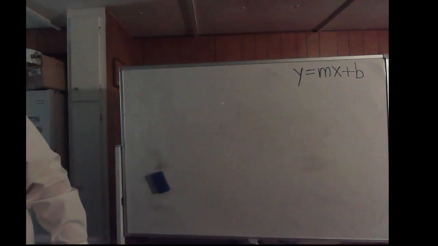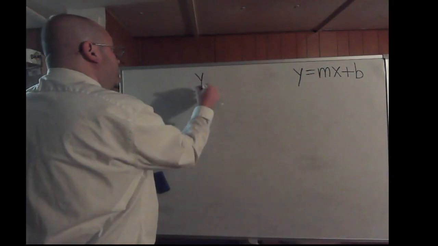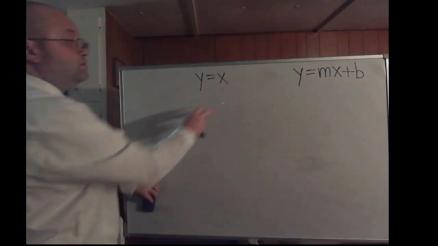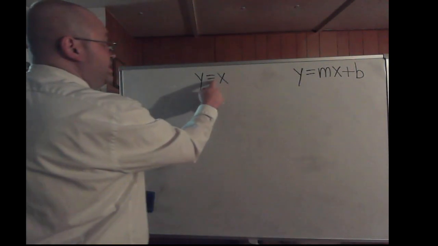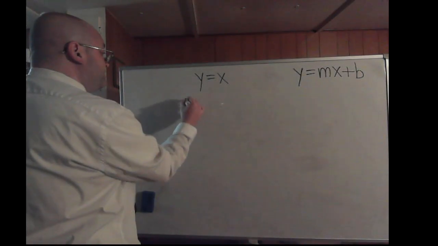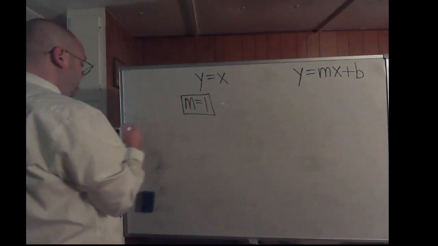Alright, I only have 4 more and that's it. Alright, y equals x. We just have y equals x. Well, what is the coefficient on the x term? 1. So therefore your slope is 1. You have a slope of 1.